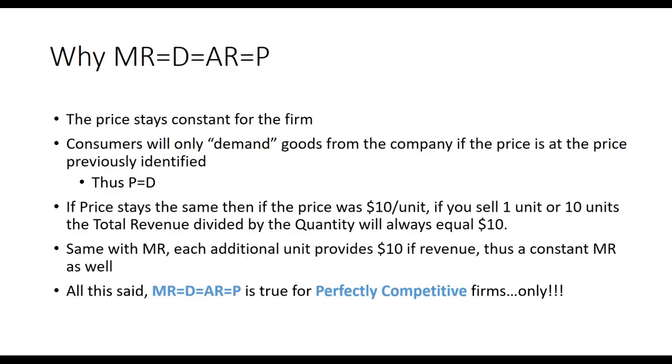So all that being said, for perfect competition, your marginal revenue will equal demand, will equal average revenue, will equal price. This is because for perfect competition, there's a large number of sellers and the goods are identical. That's the only market structure that fits this. So for the other imperfect competition structures, this is not going to be true. Demand will equal average revenue equal to price. That's always there. Just the MR is not always.